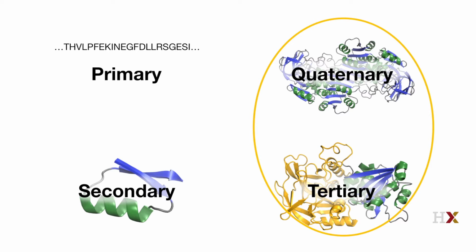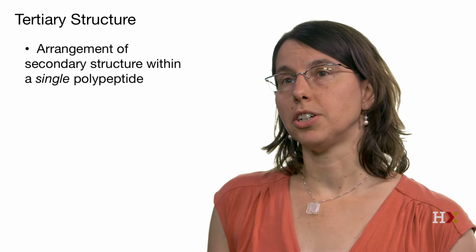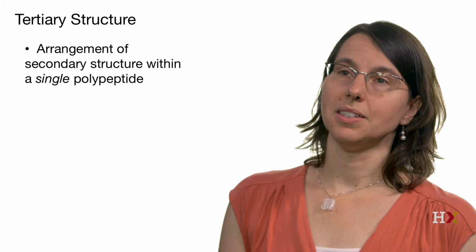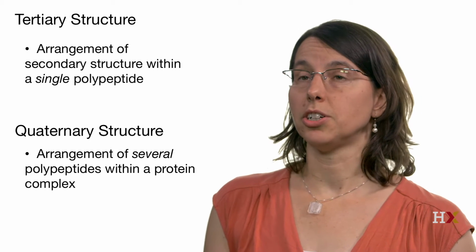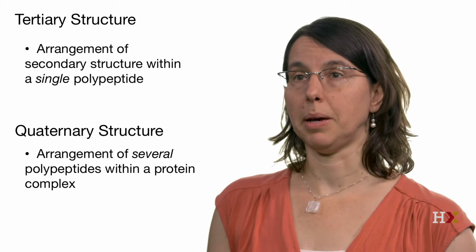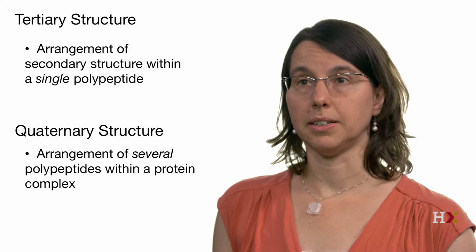In both cases, the specific three-dimensional shape of the proteins results from assembling parts through largely non-covalent interactions, the van der Waals, salt bridges, and hydrogen bonds. And that's why tertiary and quaternary structure are often described together. Now, more specifically, the tertiary structure is the arrangement of helices, sheets, and loops within a single polypeptide. They're three-dimensional arrangements. Whereas the quaternary structure is the arrangement of several polypeptides into a protein complex that performs a specific cellular function.